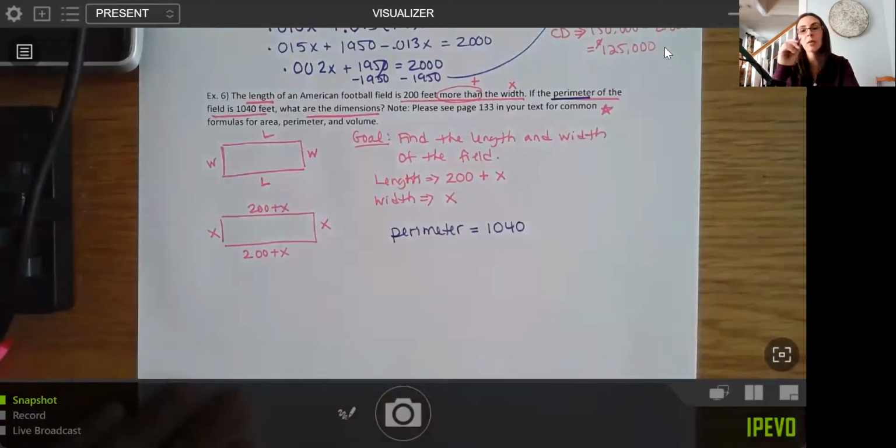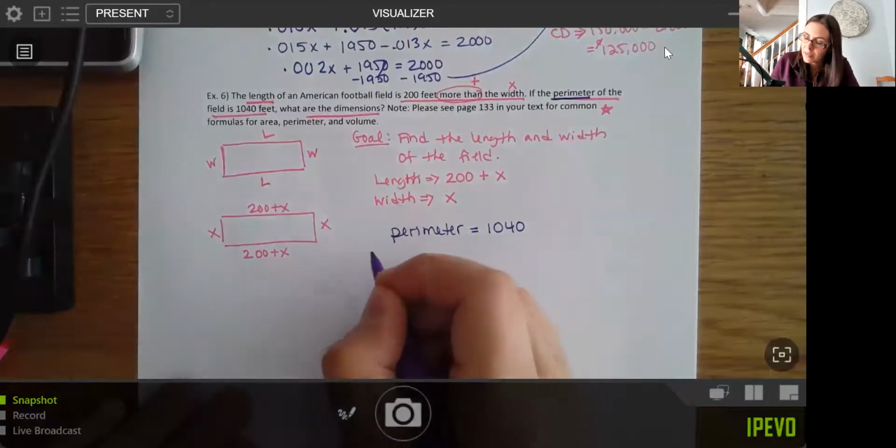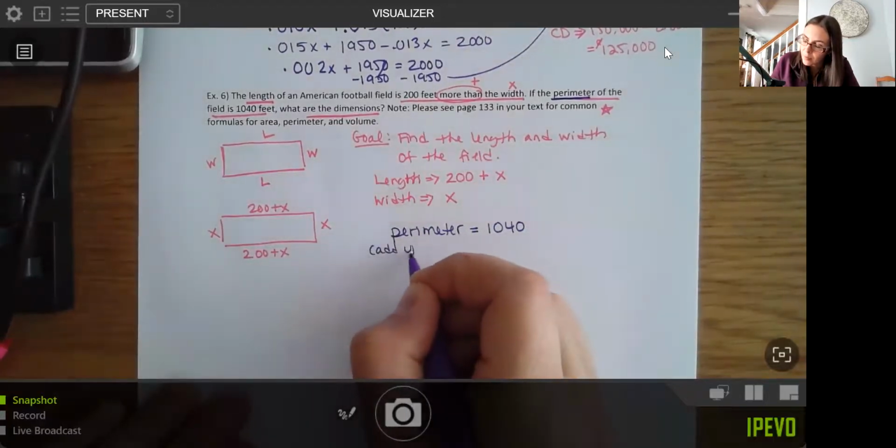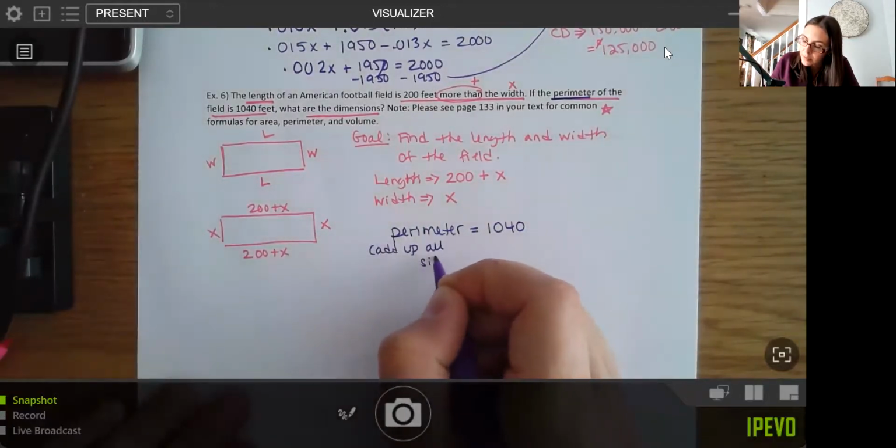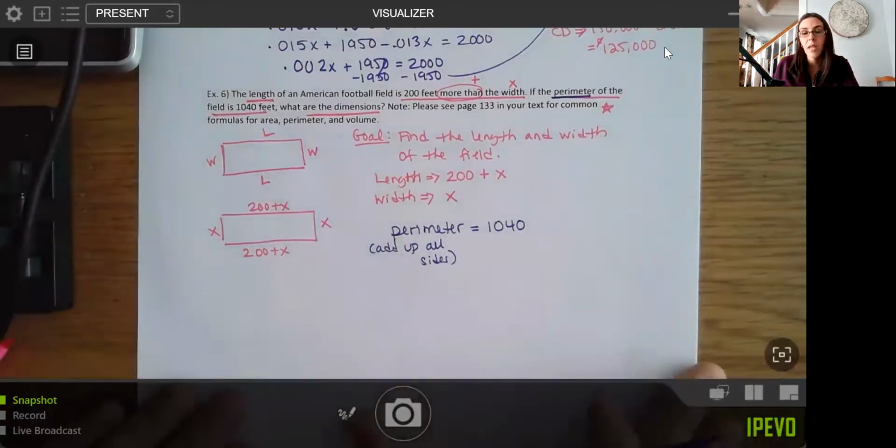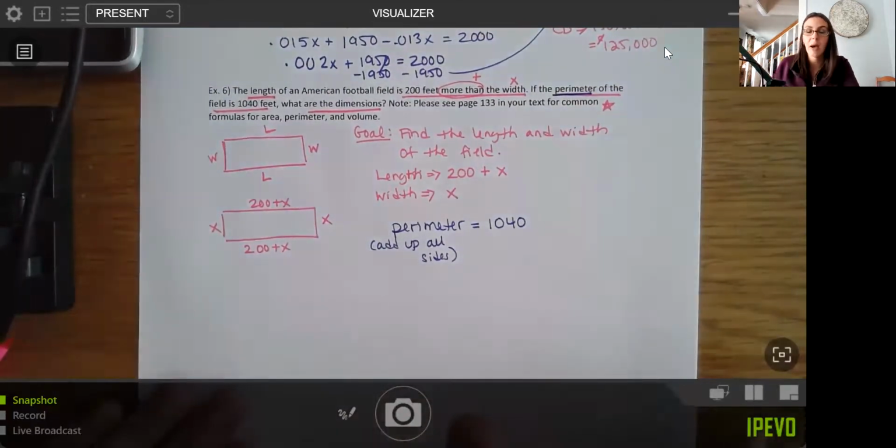So what is the perimeter? The perimeter is the outside of an object. So basically you just add up all sides. That's a perimeter, and it works for any sort of shape. Obviously not a circle, but if you have any shapes that have sides, if you just add up all the sides, that's your perimeter. Now in your book, they have more specific formulas.